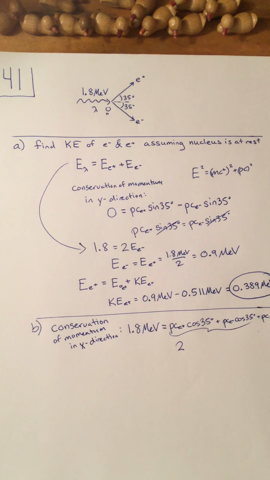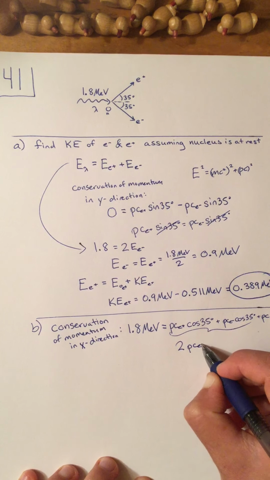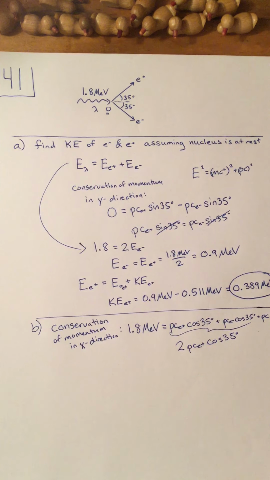I don't think that we did. So we have to find what pc times cosine of 35 degrees is. So it's the same for both. And then once we find that, we can find the momentum for the nucleus.